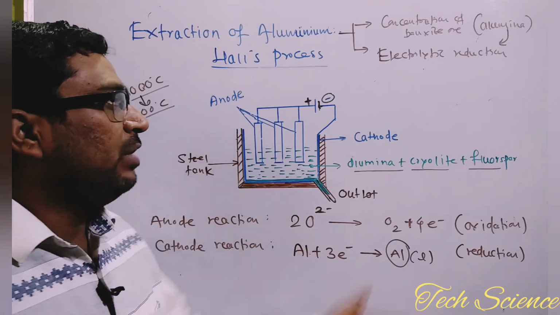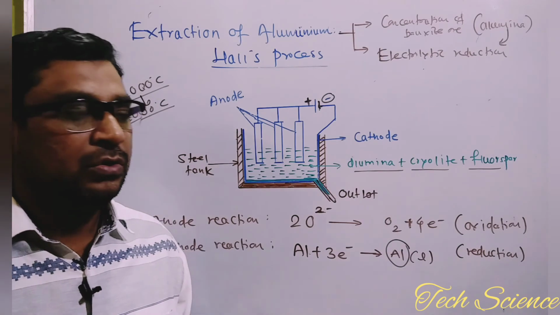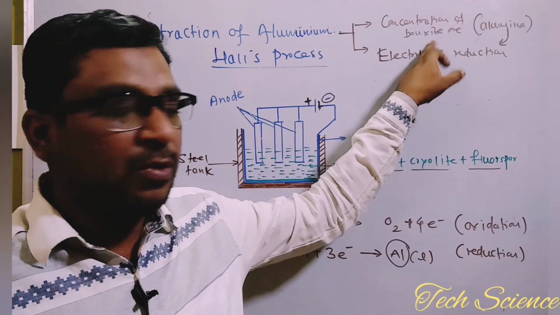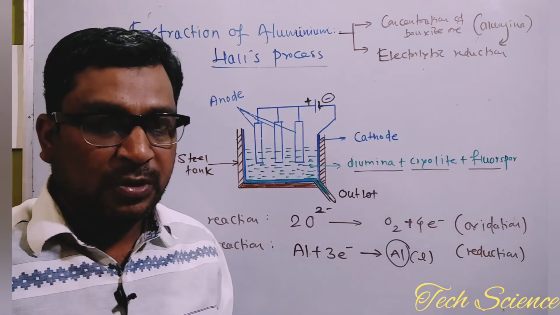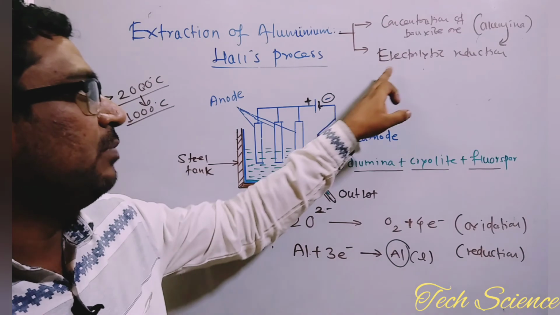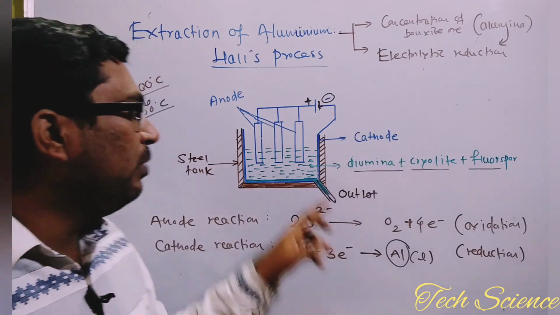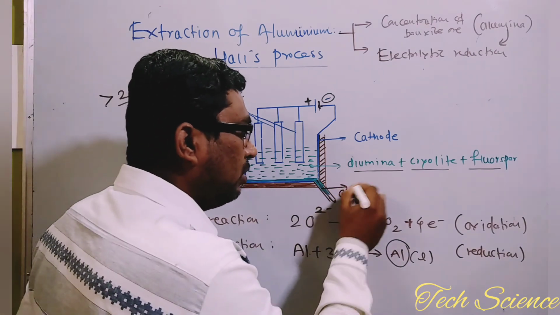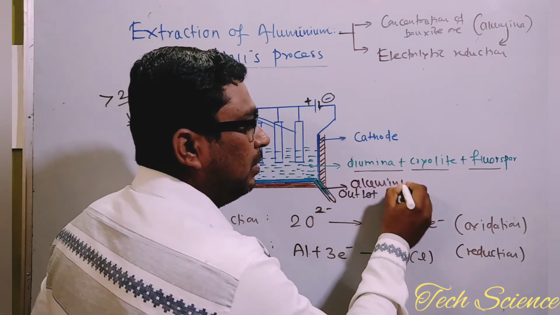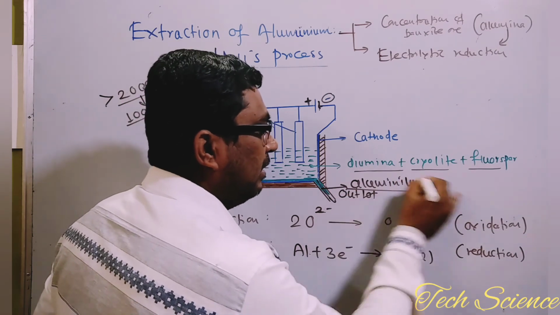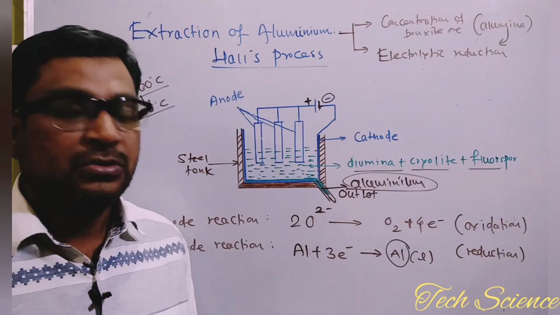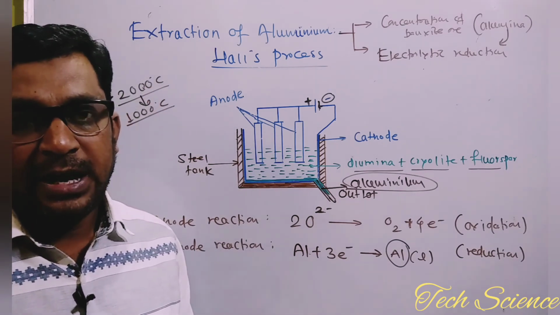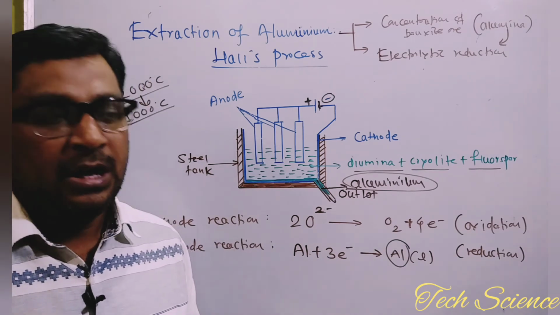In the second stage we have the electrolytic reduction. So the extraction of aluminum is completed in two different stages. Number one, concentration of bauxite ore, in which the input is bauxite and the output is alumina. And second, electrolytic reduction, in which alumina is the input and aluminium is the output. So here you get aluminium in liquid state and collect it at the bottom through this outlet. So this is the complete Hall process, starting from concentration of bauxite ore and ending at electrolytic reduction.